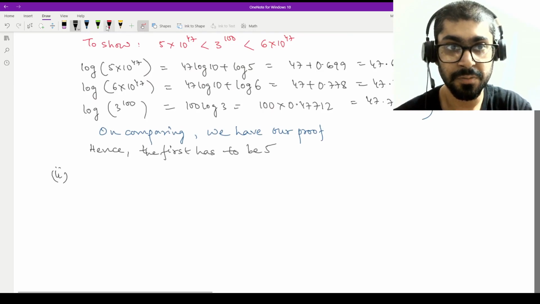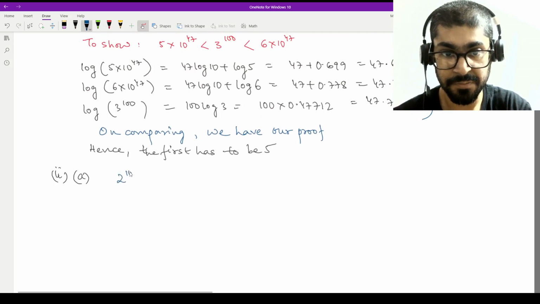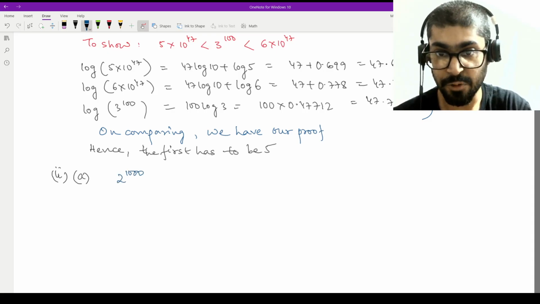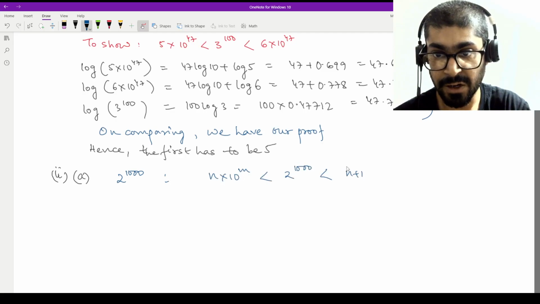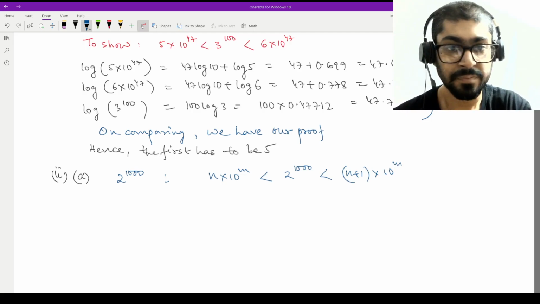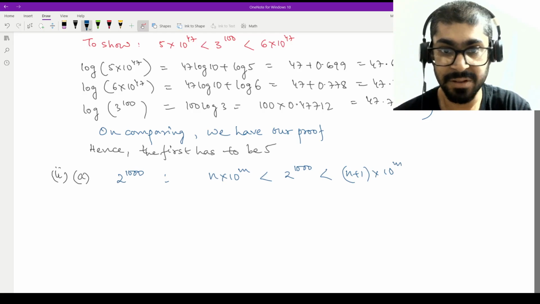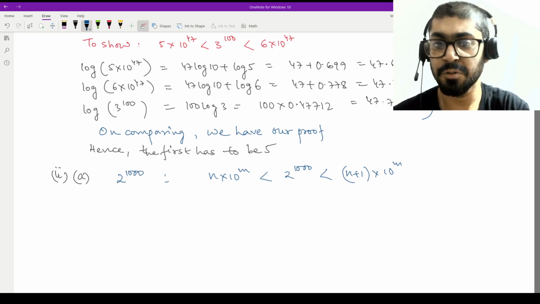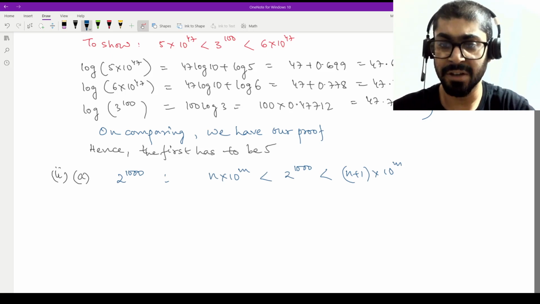Let us make three subcases. First, 2 to the power 1000. If we are dealing with 2 to the power 1000, I will have to find n into 10 to the power m less than 2 to the power 1000 less than n plus 1 into 10 to the power m. We have to find it in this format, just as we did in the last problem. This will tell us that the first digit of 2 to the power 1000 is n. So we will first check the value of the sandwich.